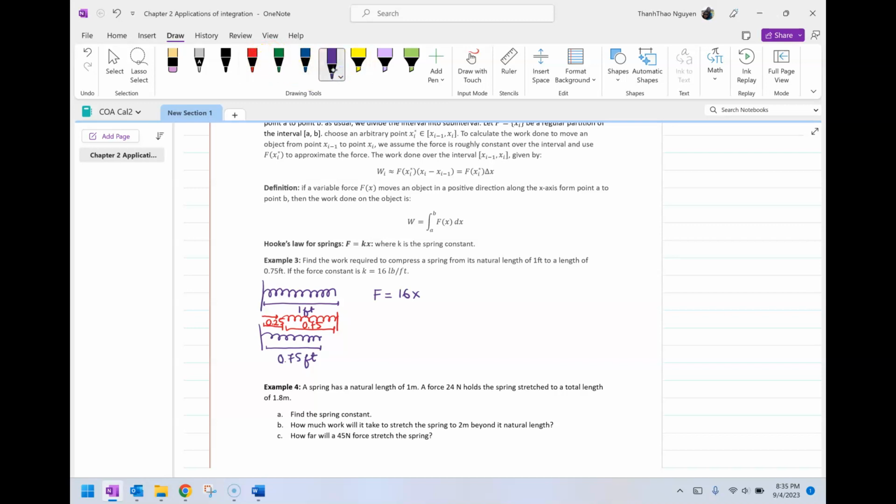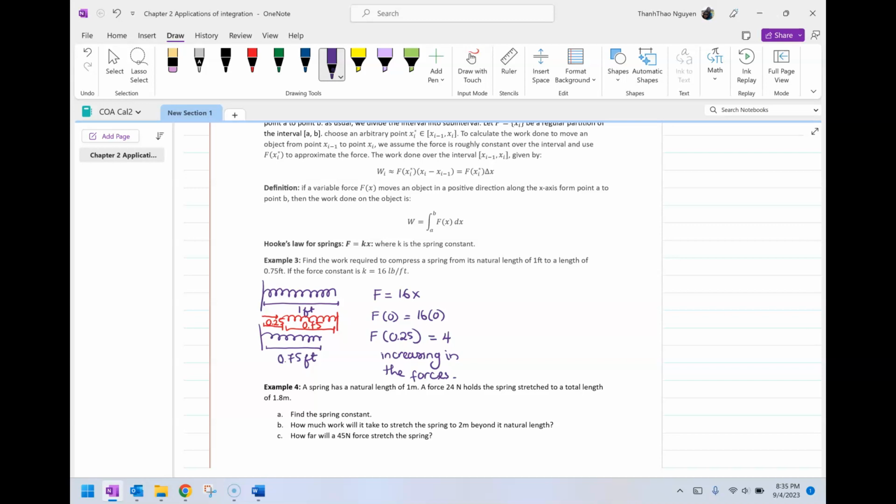Let's take a look at the force f of x. At f of 0, we have 16 times 0. At f of 0.25, this is equal to 4 pounds. So here you can see that there's an increase in the force from 0 to 0.25.